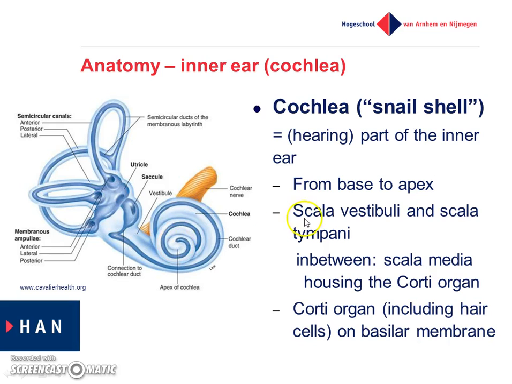There are some more structures written down here, and I'll talk about them more in the next sheets. We have the scala vestibuli, we have the scala tympani, a scala media, and a Corti organ, including hair cells on a basilar membrane. Those are a lot of words I want you to know, and I want you to understand why we have them. So come with me in this story and let's have a look at the next sheet.